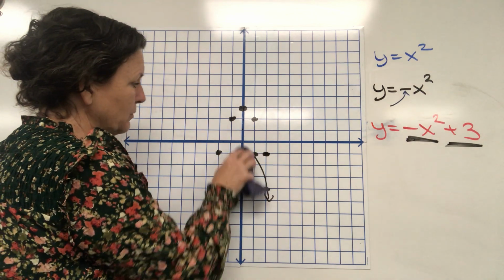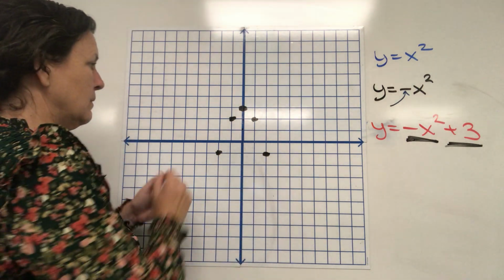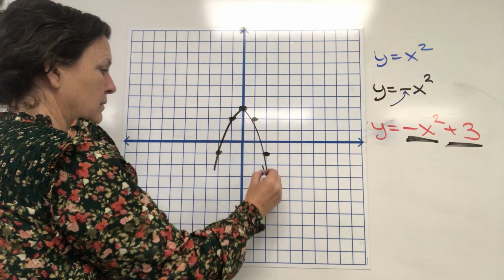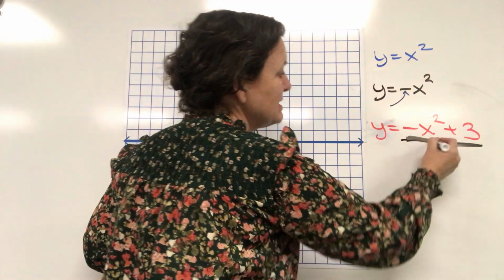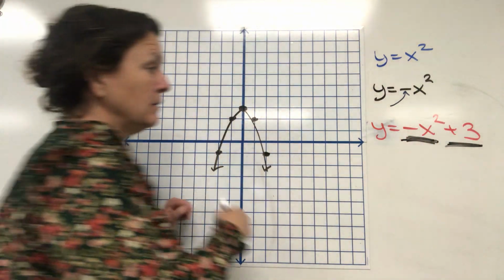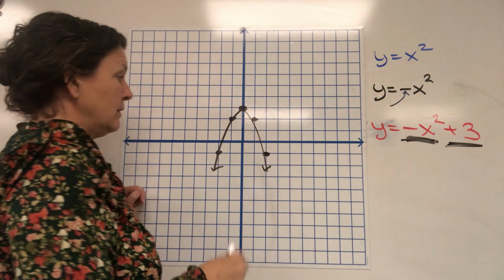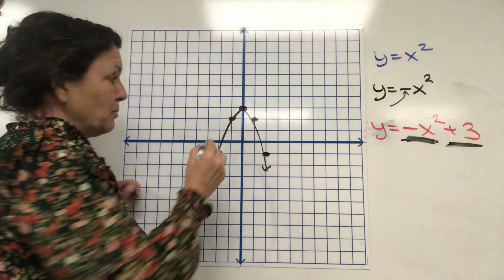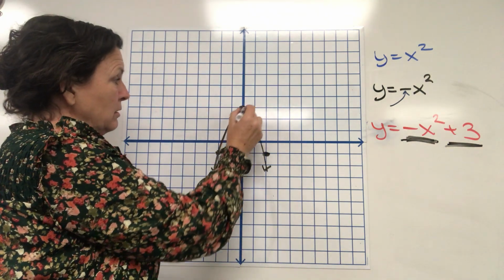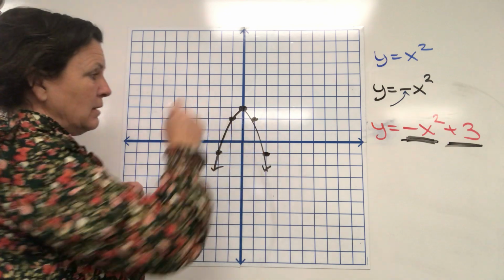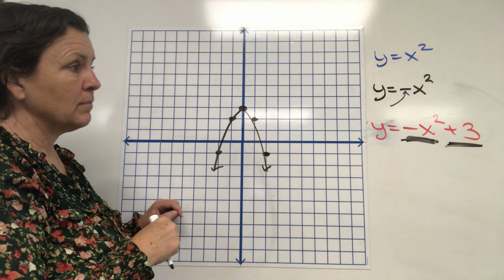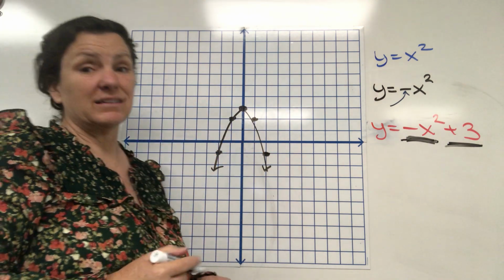So let's double check that we did it correctly. Is it facing downward? Check. Did it shift up 3? Check. Double check your points. Did you do a 1, 1 and a 2, 4? I think you got them, my friends. And this takes some practice.